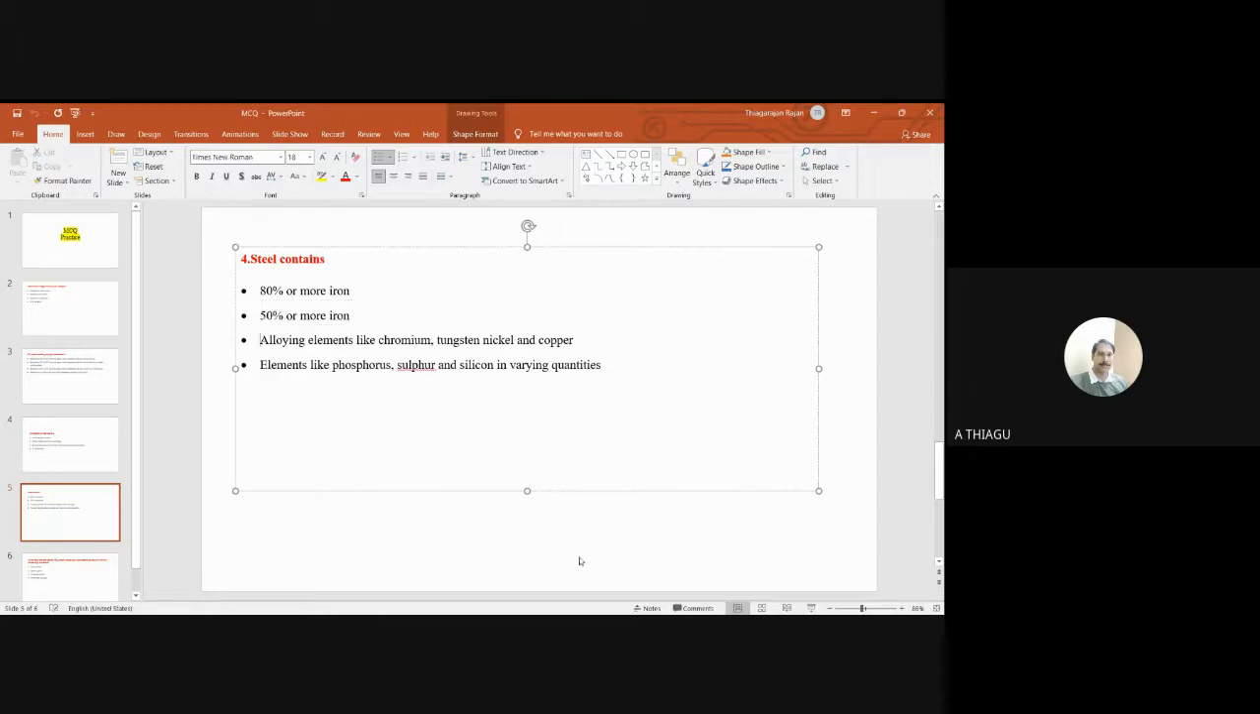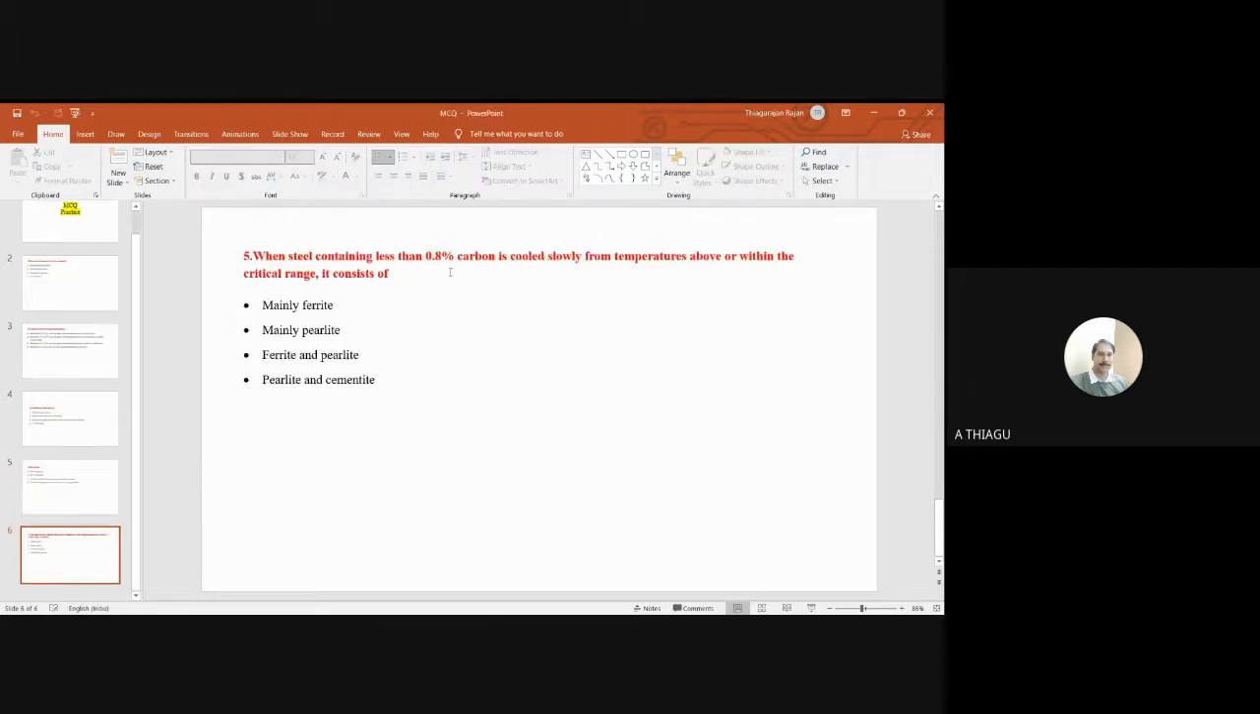Last question. Okay, can you find the correct one? When steel containing less than 0.8% of carbon is cooled slowly from a temperature above or within the critical range, it consists of what? We have familiarly used the term. Which one is correct? I have used it repeatedly.